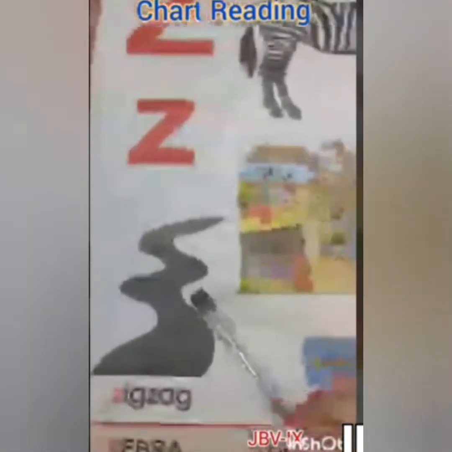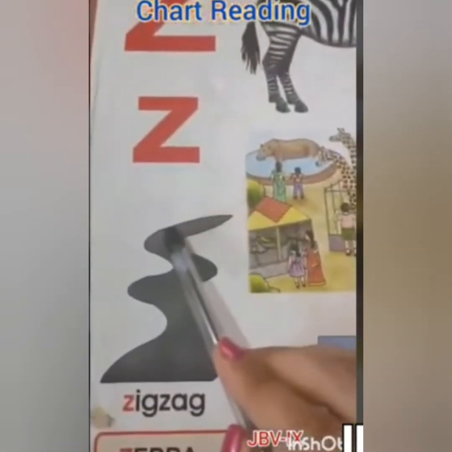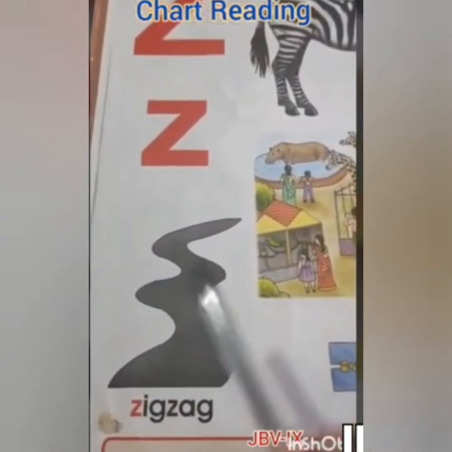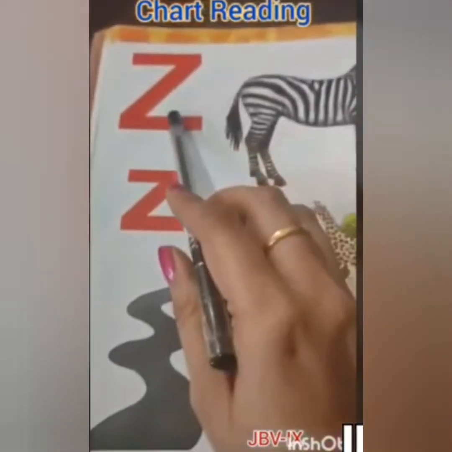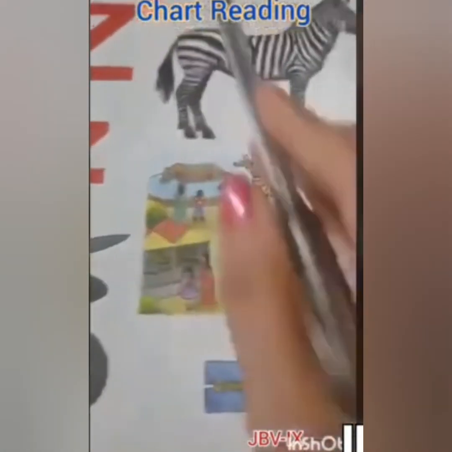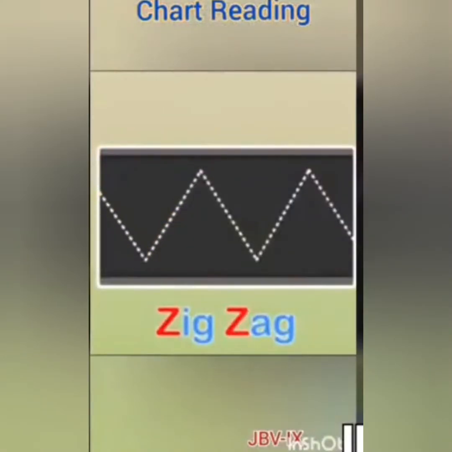Z for zigzag. Children, zigzag is a shape like this. Okay, zigzag. Z for zigzag.